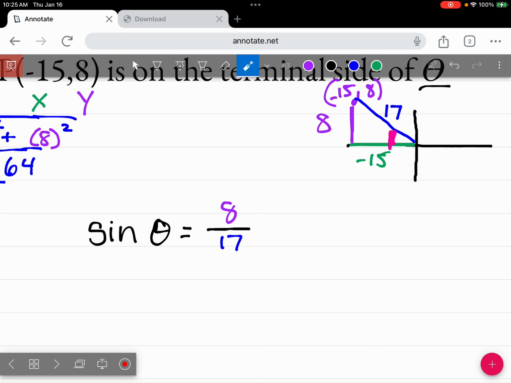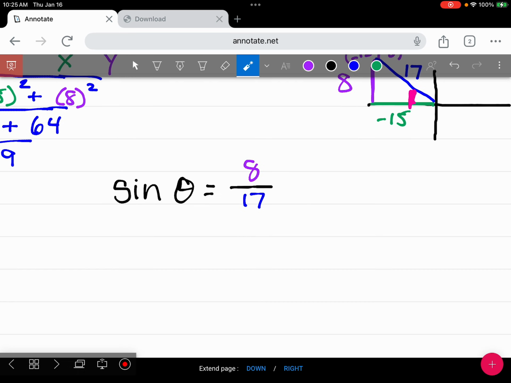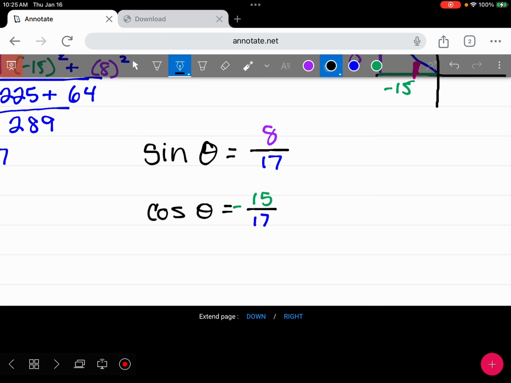So we can do it on the triangle as well here. So our cosine of theta is going to be, yeah, our negative 15 over 17. And you can have the negative with the 15, or you can have the negative out in front. I do not care. Whether your negative's in the numerator, denominator, or out in front, they all mean the same darn thing. I don't care. Tangent is going to be what?